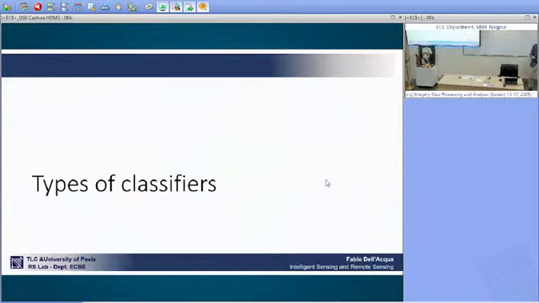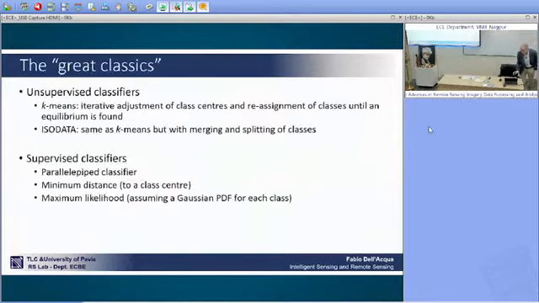Now, let's move on to the next step. Now we have defined what is the operation of classification. We have seen what are the features of the different strategies. Now we want to see the so-called classifier. So what is it that we use in practice to do classification?